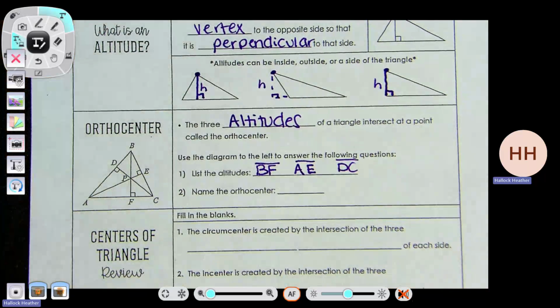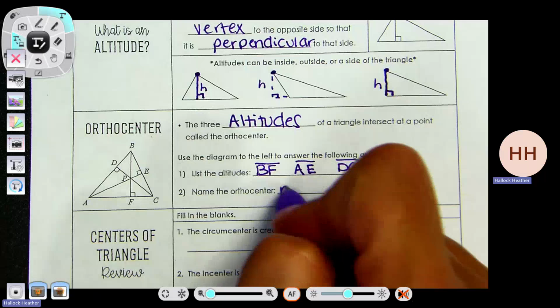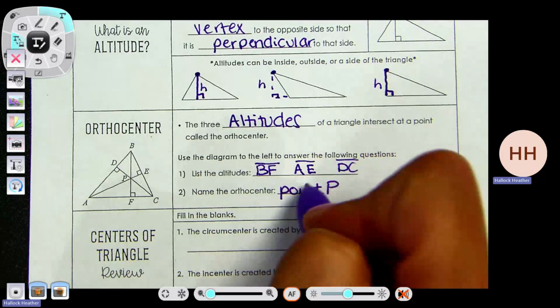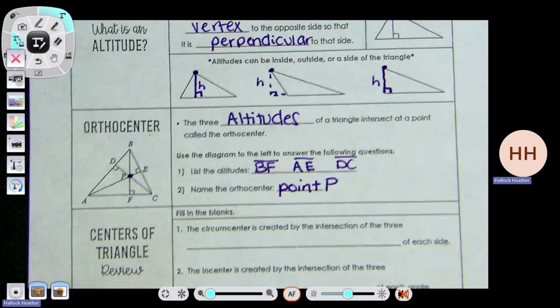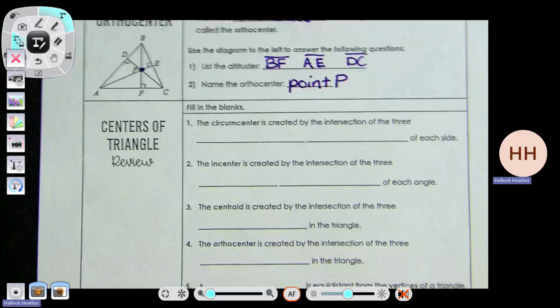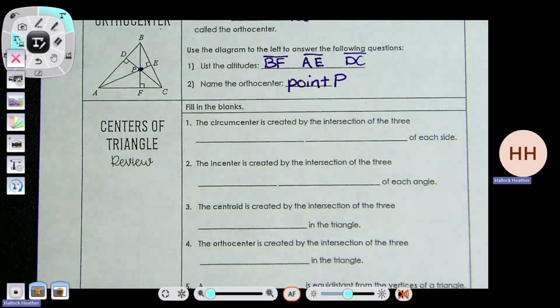Where those 3 altitudes crisscross is the orthocenter. So at what point do they cross? Point B, because it's the center. Point B. And that's it. That's all we're going to talk about. So the next part is just reviewing all the different centers.